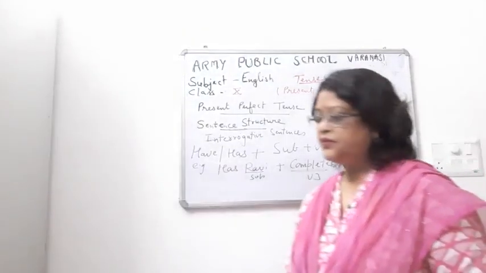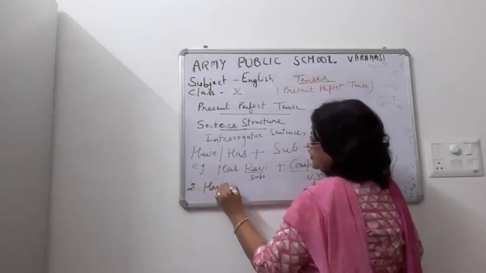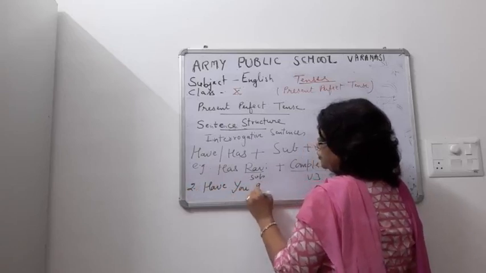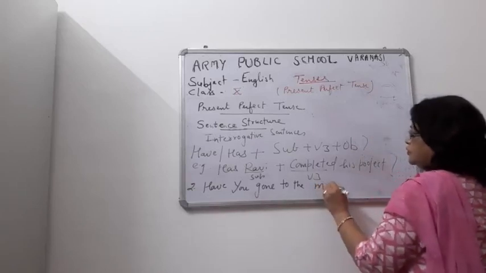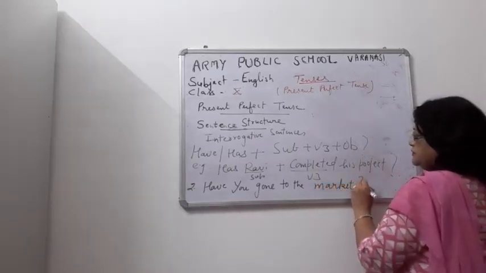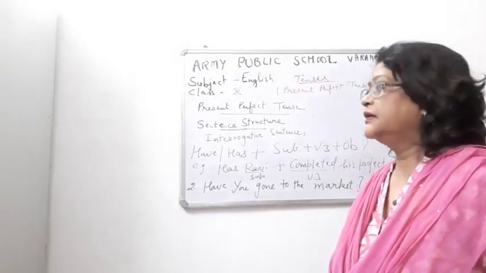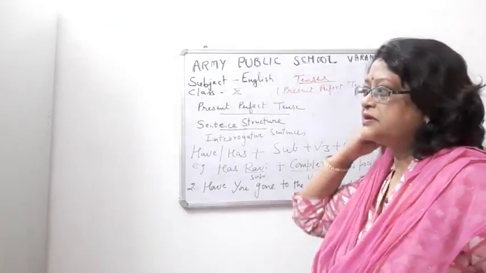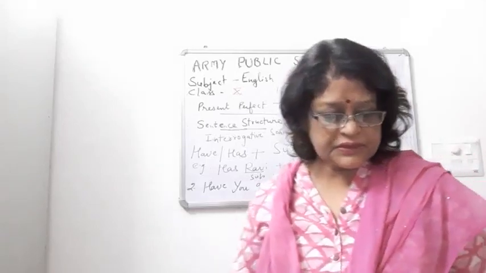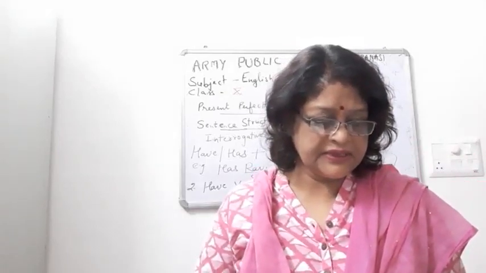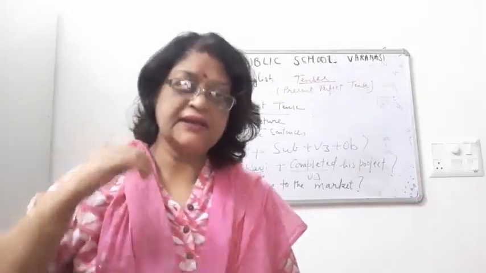Okay, now second example, have you gone to the market? Okay, so this is the second example, have you gone to the market? So children, it is used for a recently completed action when the time is not given. Okay, so this tense is used like that only.